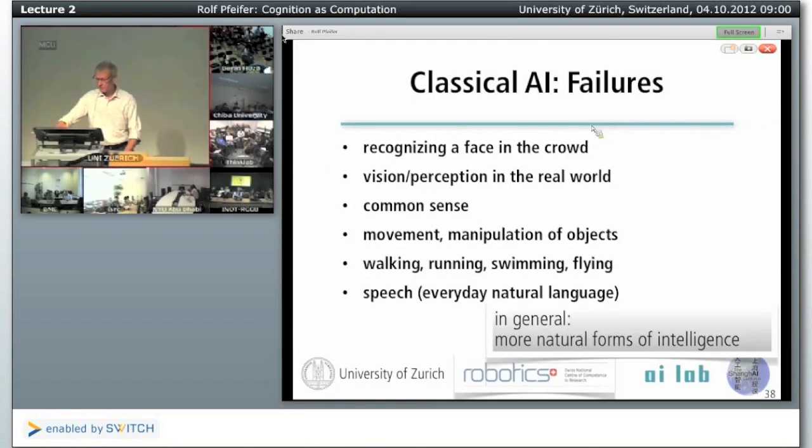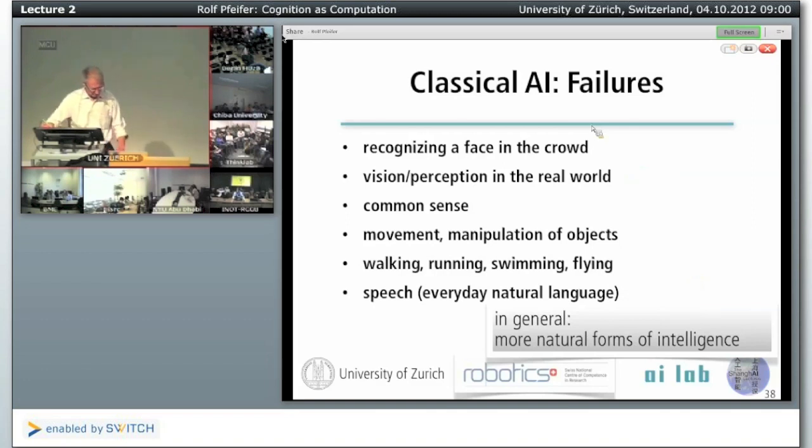Now, in terms of failures, I think this approach has not been able to deal with things that have to do more with natural forms of intelligence, like recognizing a face in a crowd. We do have face recognition programs, but definitely not the way we can recognize faces, with different orientations, lighting conditions, and so on. Perception, vision in the real world is a big problem.